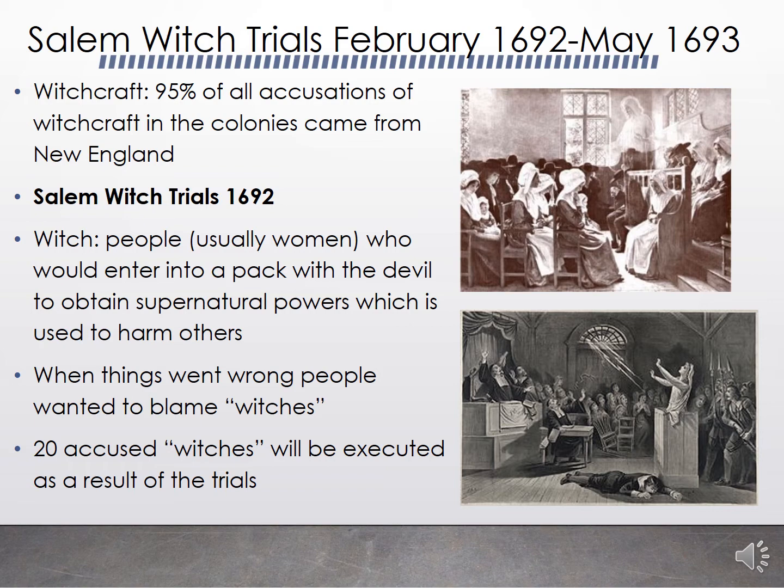And so let's talk about what the colonists believed a witch was. A witch is somebody who entered into a pact with the devil. They had made some kind of a deal with the devil, and they did this in order to obtain supernatural powers. And those supernatural powers were used either to harm other people or to help that person, but they were used for typically nefarious reasons, right? They weren't used for good.